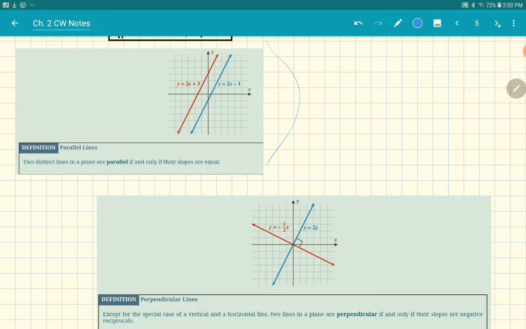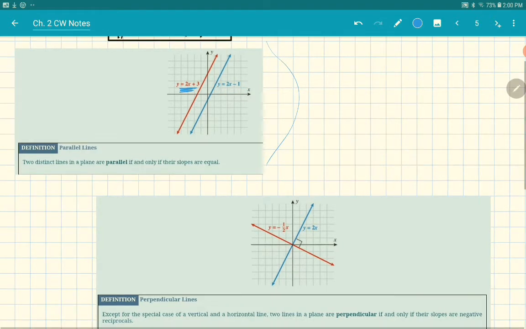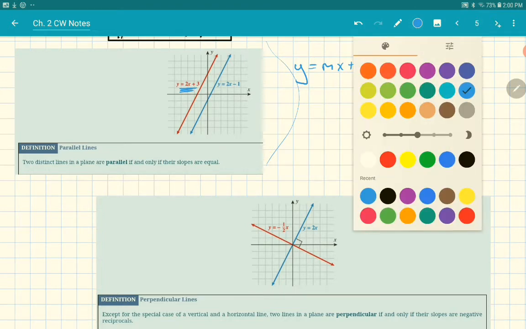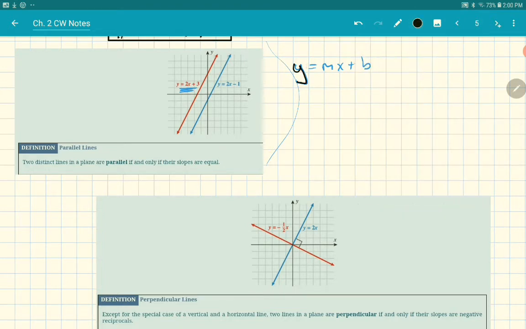are equal. So notice how these two equations, if I know this equation of the red line, then I can find the equation of the blue line by keeping that same slope, because remember, all I need from this y equals mx plus b, the only information I need to write the equation of a line is the m and the b.